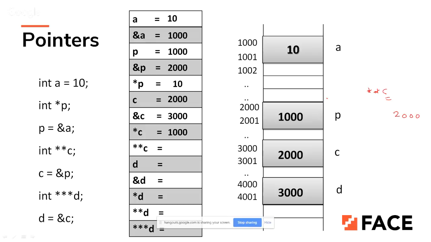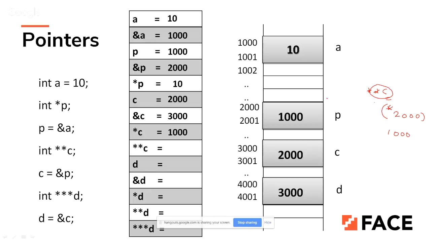Good. What is the use of star? Star is nothing but value at. What is the value stored in the address 2000? It is 1000. Great. The value stored in the address 2000 is 1000. Now I have covered up to this part. Now I have to go for one more step.